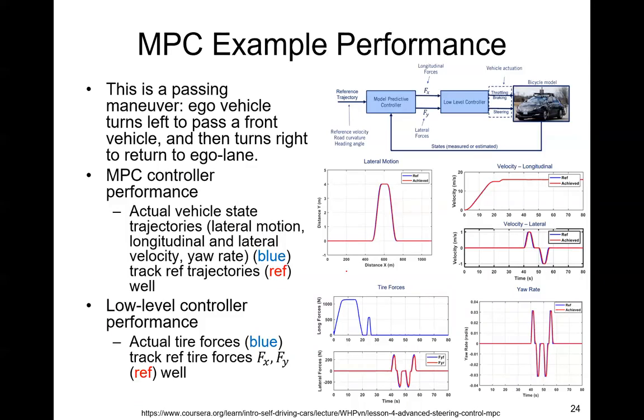So for MPC control, we see this control performance measurement. This example is taken from this Coursera course on Introduction to Self-Driving Cars. And also some of my slides from planning lecture are based on this course. These curves show that it seems to be a passing action. It turns left to pass the front vehicle and then comes back to your ego lane.